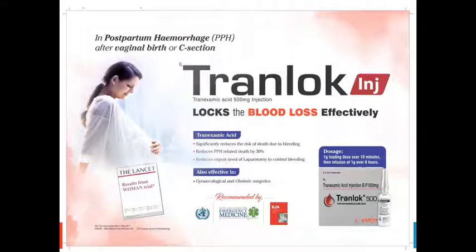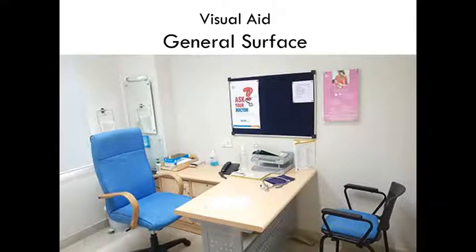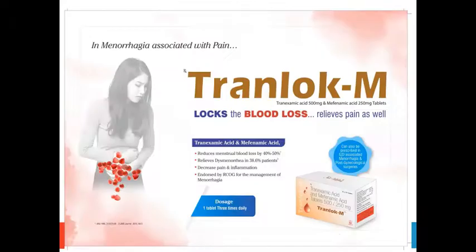Visual aid page for general surface. Doctor, in menorrhagia associated with pain, prescribe Tranlock M. It contains tranexamic acid 500 milligram and mefenamic acid 250 milligram tablet. Doctor, it locks the blood loss and relieves pain as well.